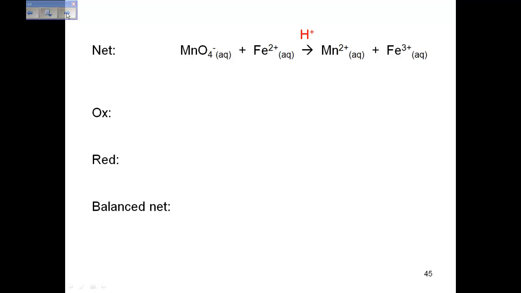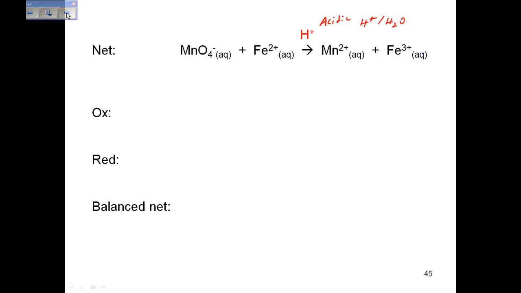Now notice there's an H plus over the arrow. That's an indication of an acidic solution. Okay, that means I have H plus and water at my disposal to use to balance the equation. So we need to look at this and see what's being oxidized and what's being reduced.